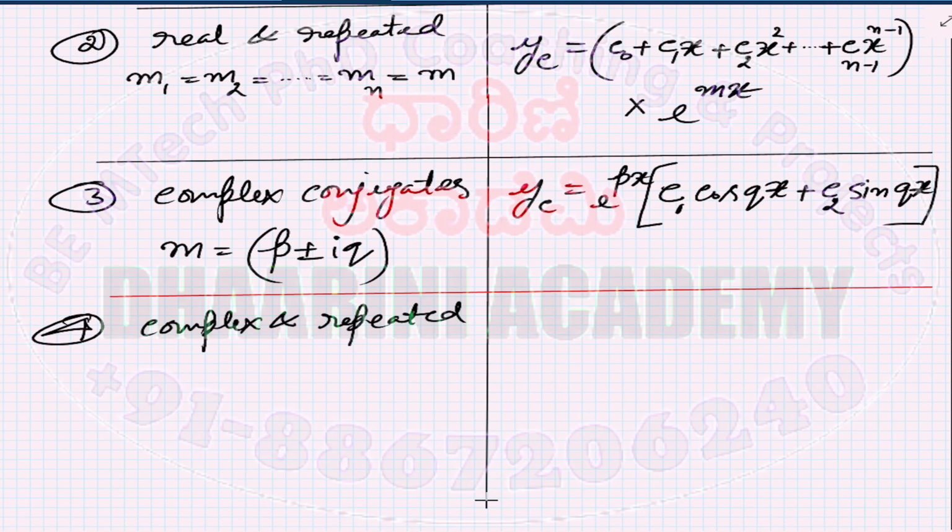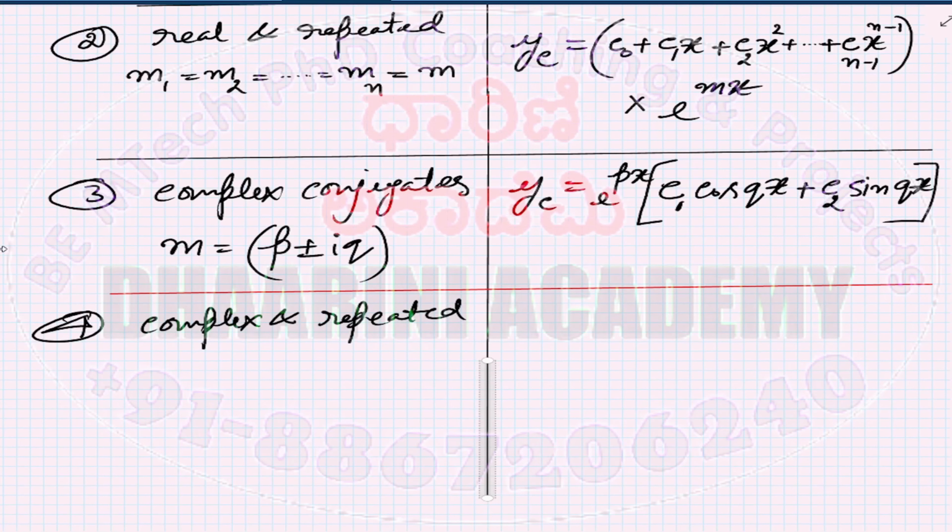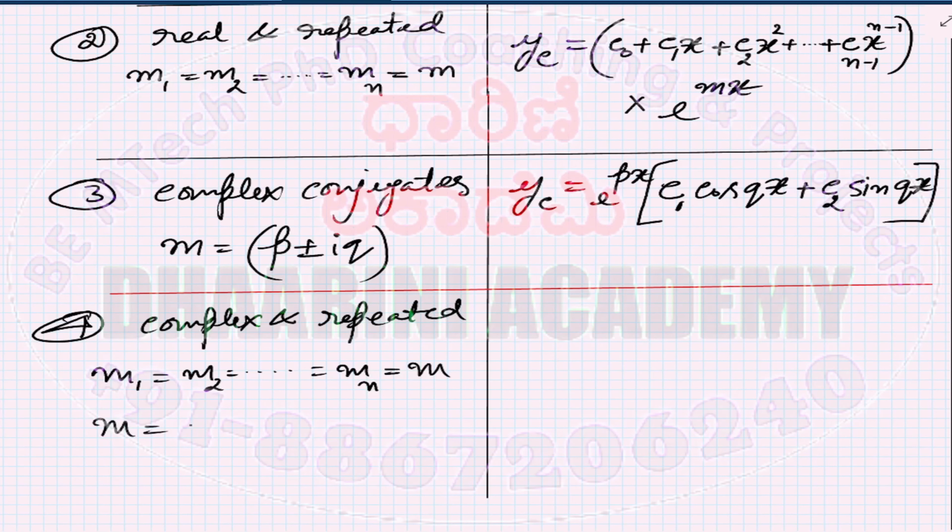Let's write that case. If it is repeated, then this is how we are going to solve. So all m1, m2, etc., we can write it like, say roots m1 equal to m2 equal to dot dot dot up to maybe mn, everything is equal to m. That m is actually complex. m is equal to p plus or minus i into q. This is the format. All the roots are the same. This m, which is p plus or minus iq, is repeated so many times.